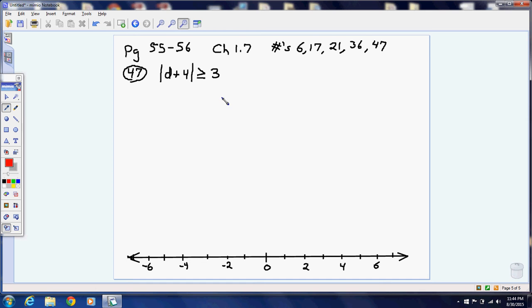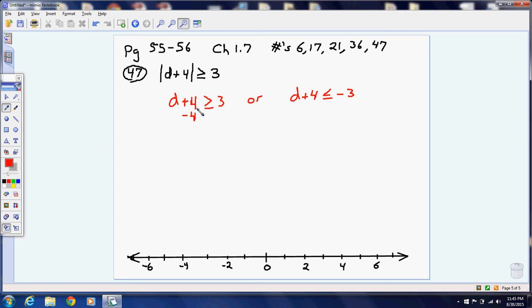Number 47, we have an inequality. It says, solve the inequality, then graph the solution. All right, so our possibilities here are d plus 4 is greater than 3, or, and you got to remember this, d plus 4, now we have to reverse our symbol, is less than or equal to negative 3.